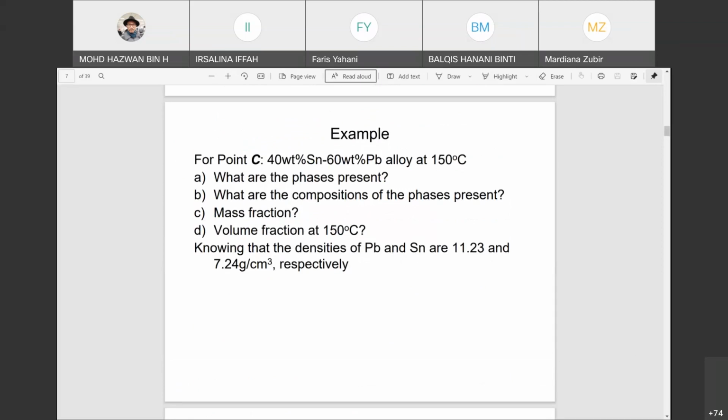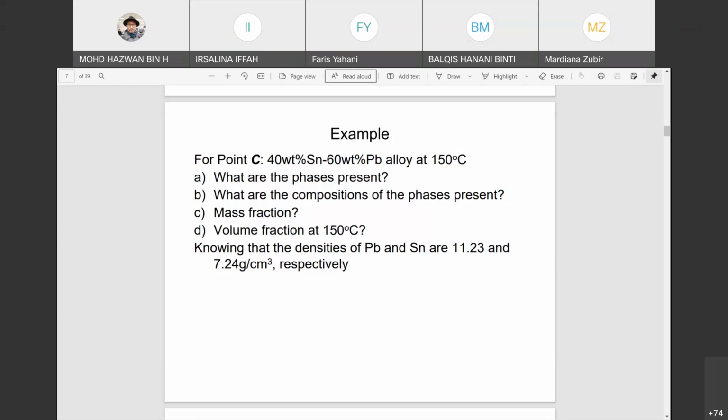So for point C, 40% of tin, 60% of lead alloy at 150. Question A, what will the phases present? B, what are the composition of phases present? C, mass fraction, and D, volume fraction. Okay.